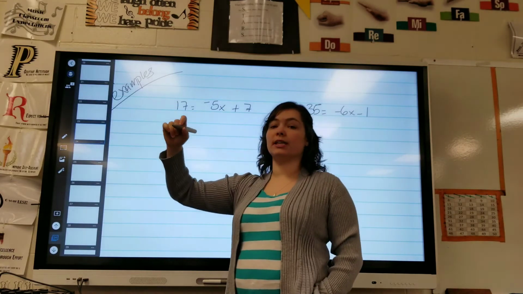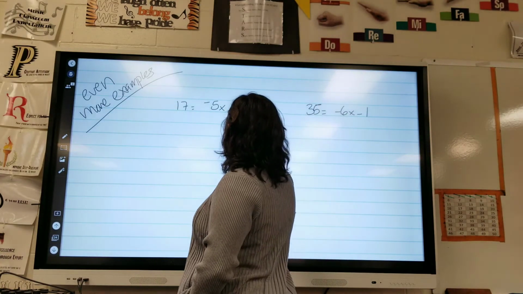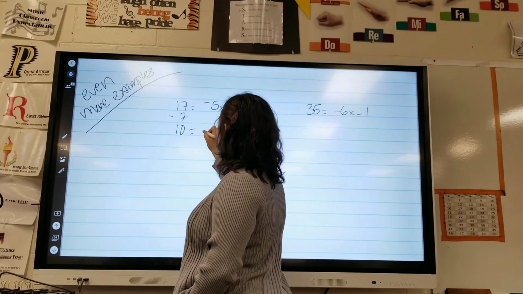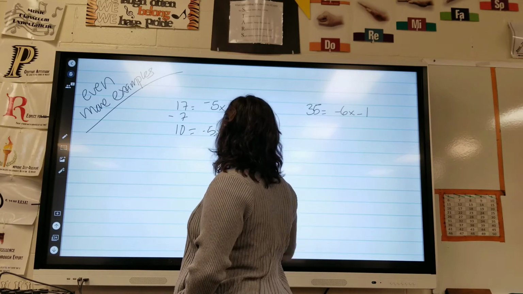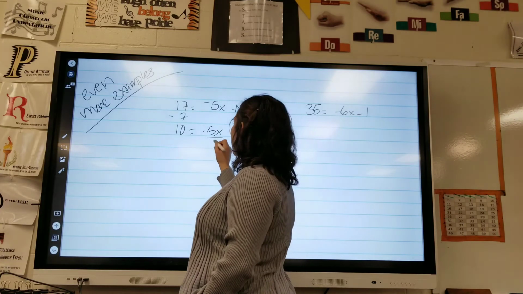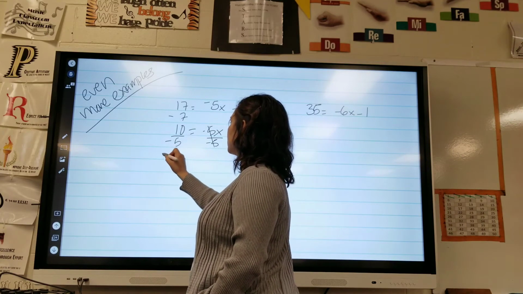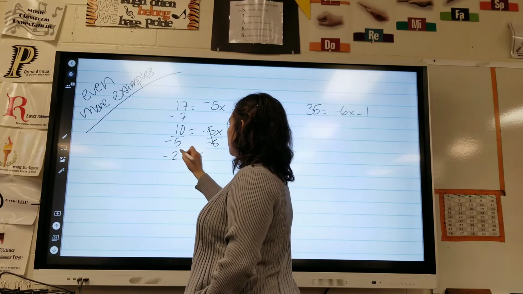Still start with the addition. So I'm adding 7, I'm going to subtract 7 from both sides. If I subtract 7 here, I get 10 equals negative 5x. Those cancel. Then I'm going to divide by a negative 5, so those cancel. If I divide by a negative 5, I get negative 2 equals x.